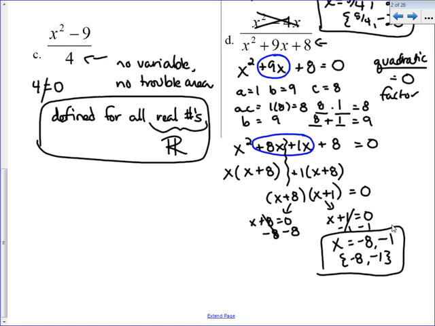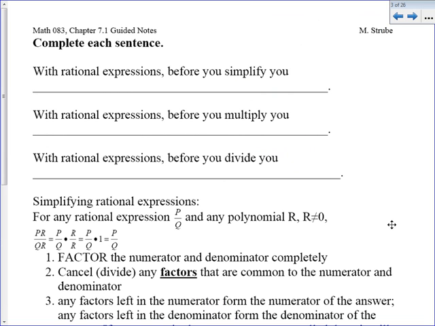All right, so that's the first topic in 7.1. The second topic is going to be simplifying rational expressions. And this is why when we looked at f divided by g of x, I said just leave it. You can't simplify it. We'll find out why. Now we're going to find out why. So first thing we do is complete each sentence. With rational expressions, before you simplify, you factor. This is why Chapter 6 is so important going forward.